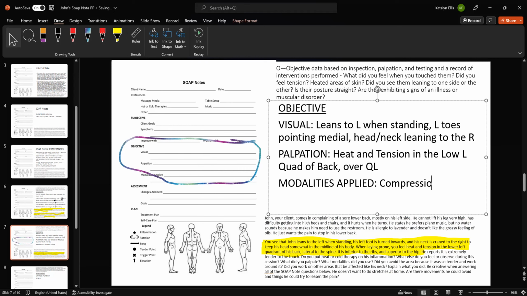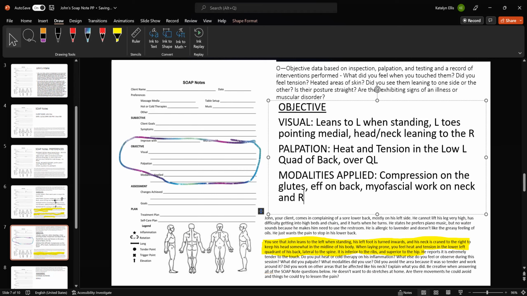You could do compression. Absolutely. I would do compression on the glutes. A lot of times you are your own pain in the butt. The pain of your upper butt is actually felt in the low back. These muscles work together. I would do compression on the glutes. I would do effleurage on back, perhaps some myofascial work on neck and right back. I don't want to do it on his left back because there is so much pain and tenderness there.